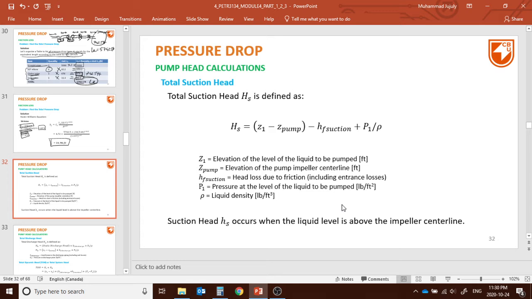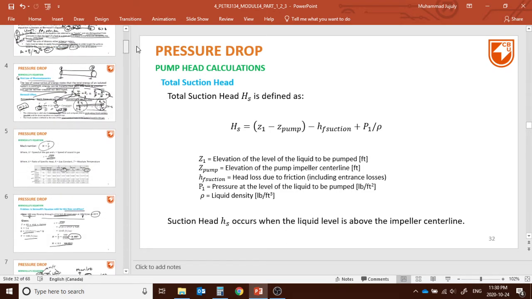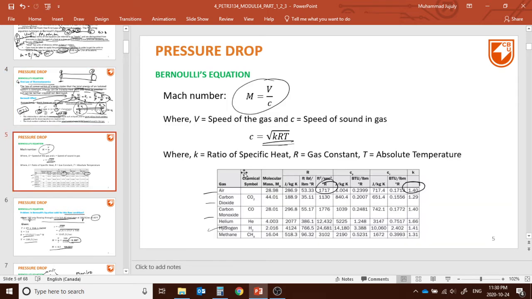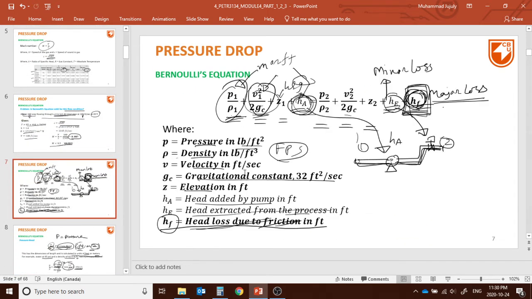Now let's talk about pumps in this section. In the last module we discussed the pump, and we discussed lots of things about the pump. You remember, earlier when I was explaining the Bernoulli's equation, there is a term we have: the head added by the pump.